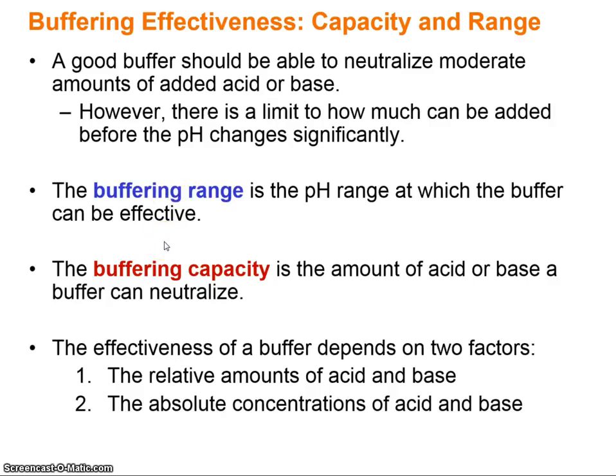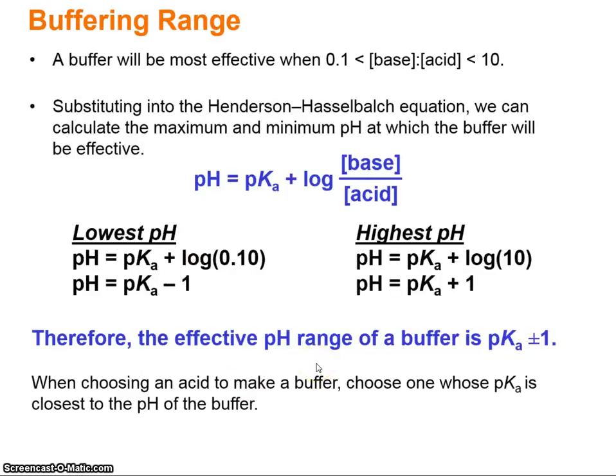Right? So it's going to depend on the relative amounts of the acid and base and the absolute concentrations, the numbers of moles of acid and base. So it's the ratio and how much. Right? A buffer is going to be most effective when the acid to base ratio is between 0.1 and 10. So if you've got like a 9 up here and 1 down here, you're probably okay. Like a 1-to-1 ratio, hunky-dory, great, right?